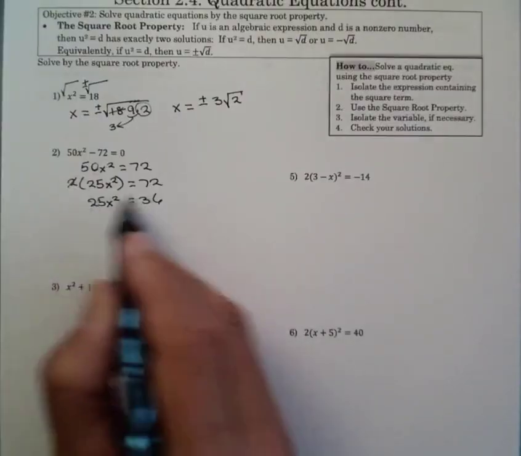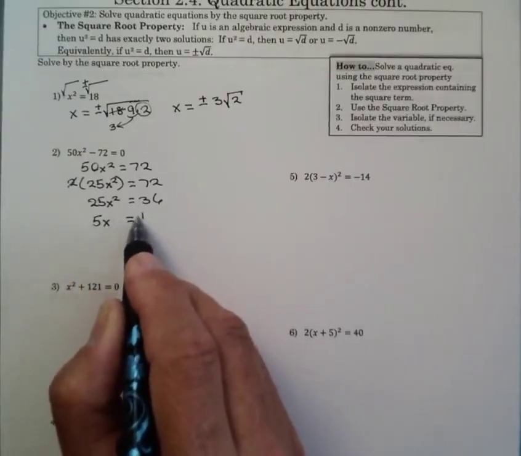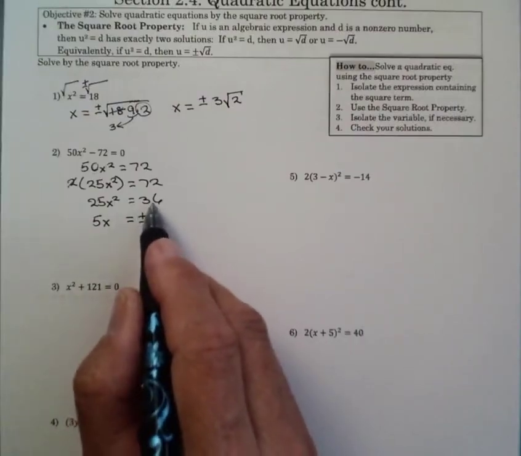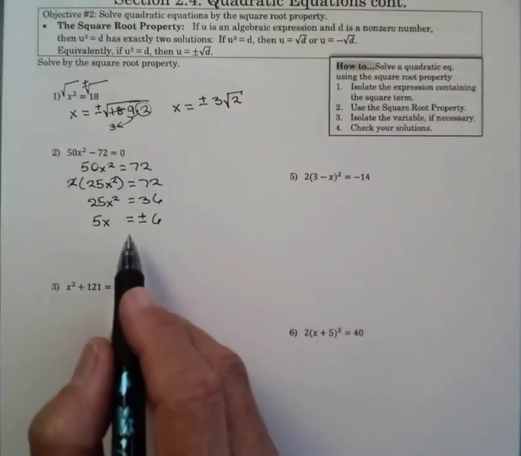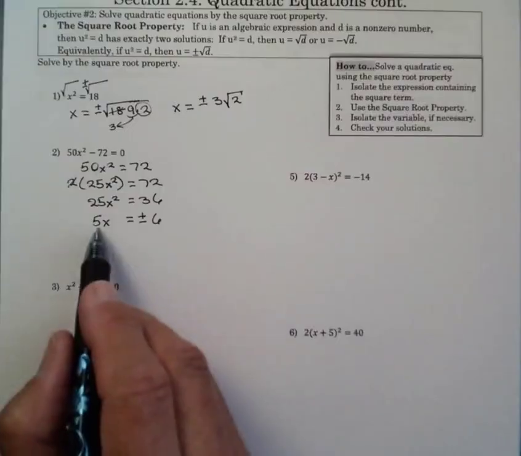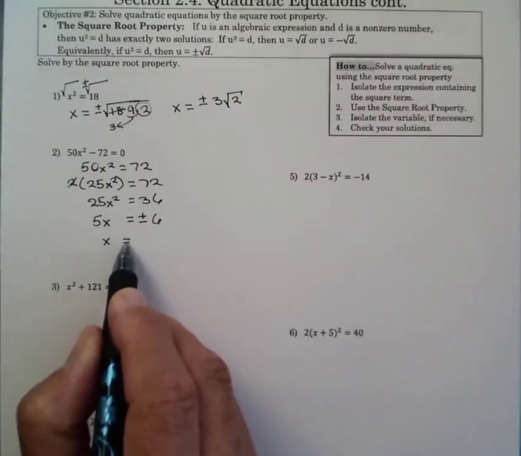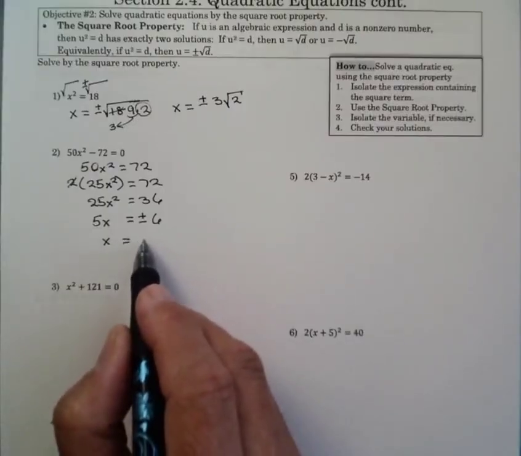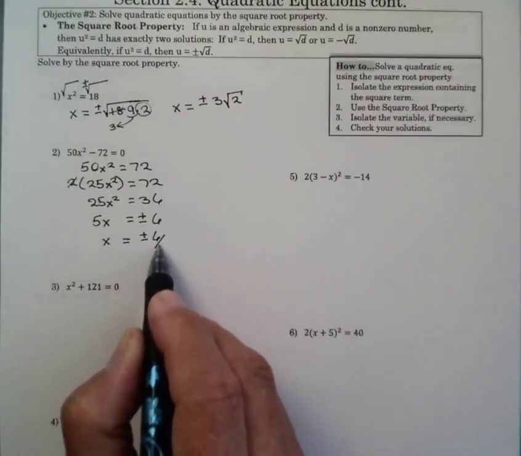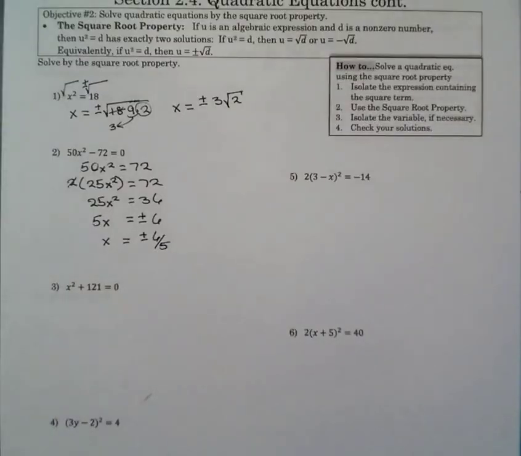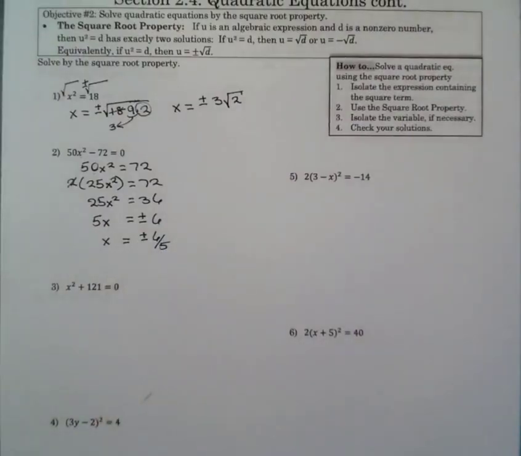So I'm going to take the square root of this one, and I get 5x. And I'm going to take plus or minus the square root of 36, and plus or minus the square root of 36 is, of course, 6. So I still have a little bit of work I can do with this. I can divide both sides by 5, and I'm going to end up with x is equal to plus or minus 6 divided by 5. So we can look at this as two answers. One answer is 6 over 5. The other answer is negative 6 over 5.